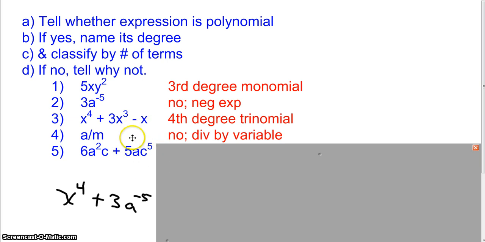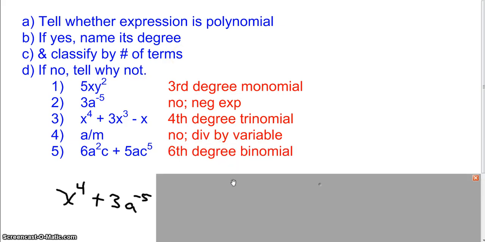What is the degree of this term here? 6. So the degree of the entire polynomial is 6. It's the highest degree term. You look for the one monomial with the highest degree. And classify it by the number of terms. How many terms? So it's a binomial. Good. 6th degree binomial. Okay, so be careful with that practice today. When it comes to degree, you're looking for the one term with the highest sum of exponents. And then the number of terms is easier.